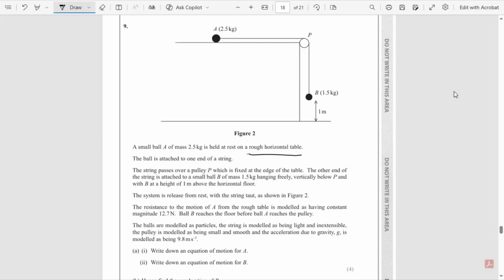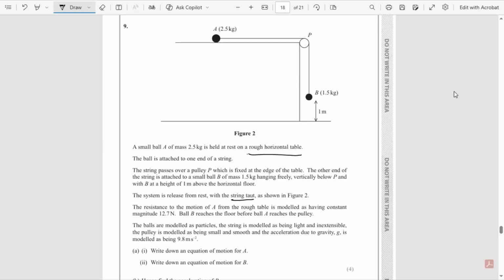Now, the next sentence, the ball is attached to one end of a string. The string passes over a pulley P, which is fixed at the edge of the table. The other end of the string is attached to a small ball B of mass 1.5 kilograms hanging freely vertically below P and with B at a height of 1 meter above the horizontal floor, as we can see in the diagram. The system is released from rest with the string taut, so that means the string is in tension, as shown in figure 2.